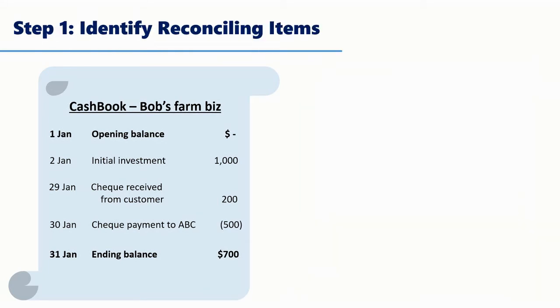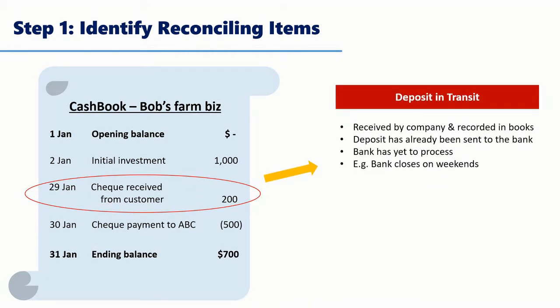The first step to perform the bank reconciliation is to identify all the reconciling items. Let's first identify the reconciling items under the cash book. Here, the first item is the check received from customer, which was received by the company and recorded in the books. Deposit has already been sent to the bank, but not yet processed by the bank. This is known as the deposit in transit. This is common when checks are deposited close to the end of the month, outside of banks' operating hours, for instance on the weekends.